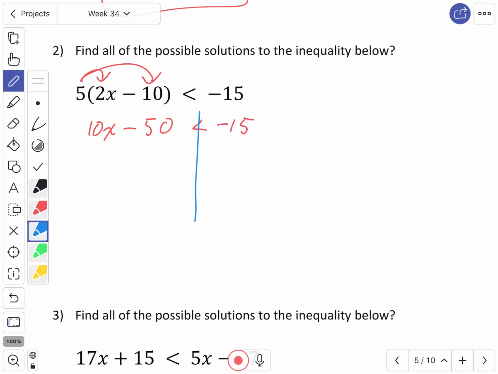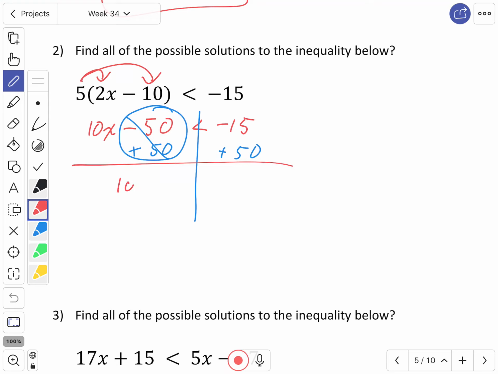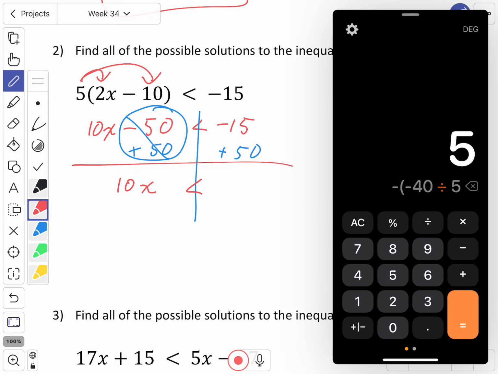I'm going to split my inequality up and start solving it. So I need to get rid of this minus 50 first by adding 50 on both sides of my inequality. So my minus 50 plus 50 cancel out, leaving me with 10x is less than. And so let me do a negative 15. So I'm going to put 15 and push the negative sign. Plus 50. And that's going to give me 35.